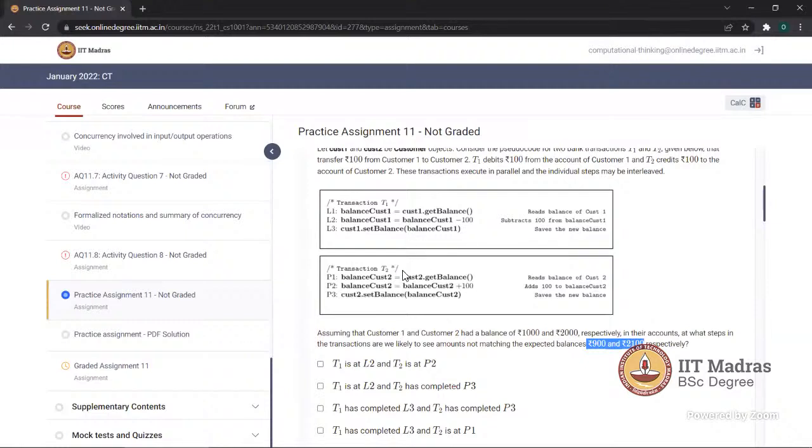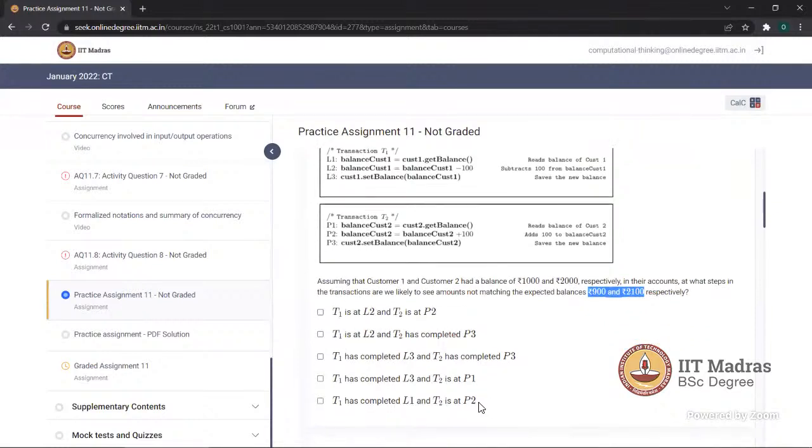But as you see, at some in-between state, these values may not be accurate. At the end, they might be accurate. But under some of these conditions, out of these 5 options, for some of them this may not be the correct one, and we have to identify those options. At what step in the transactions are we likely to see amounts not matching the expected? Out of these 5, a few will give you the correct answer and a few will not, and that's what we have to find out here.